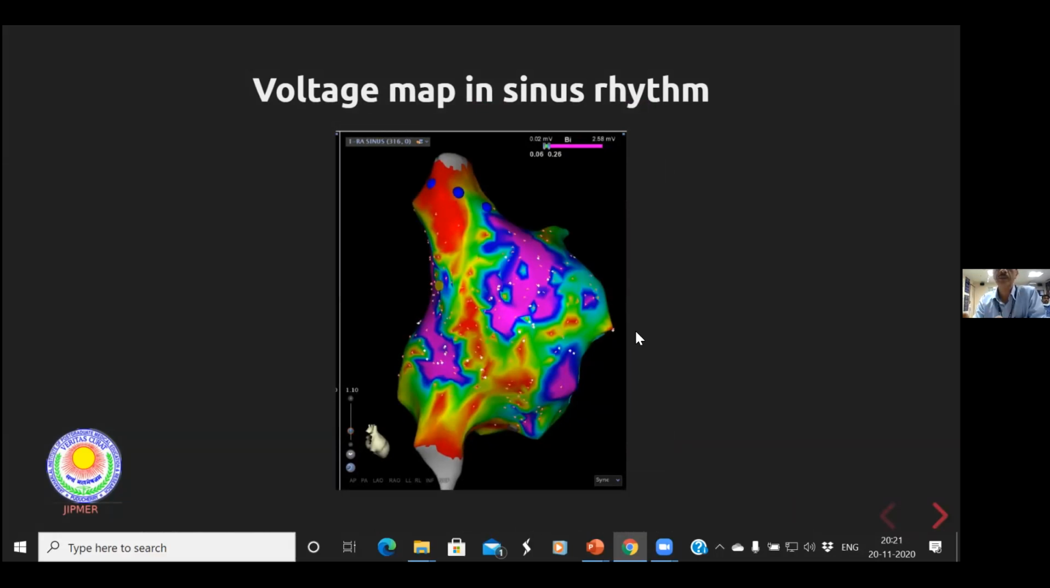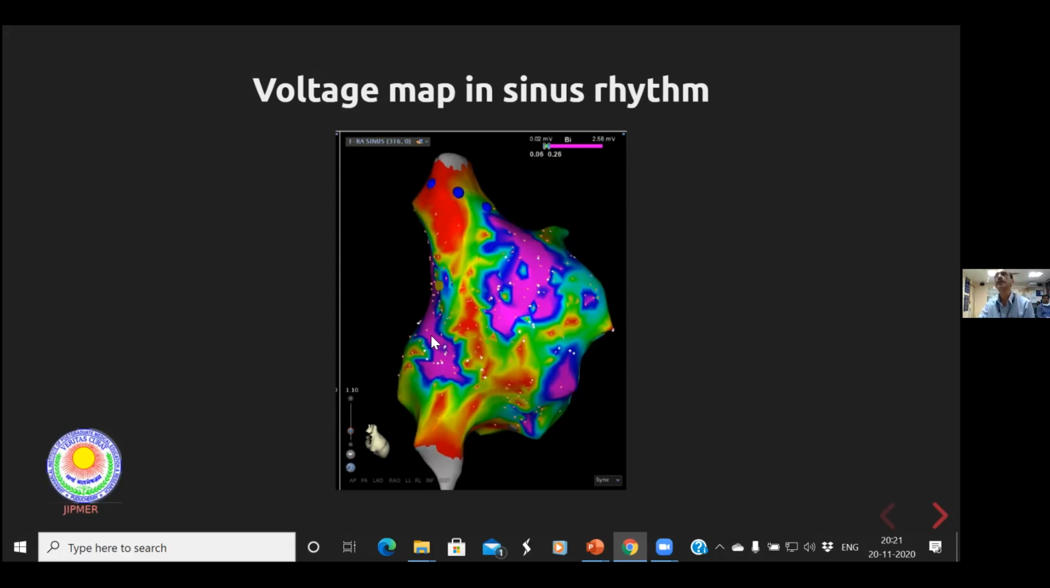You can do a substrate map in detail in sinus rhythm, and that gives you a lot of information later when you're trying to do an activation map. So here we have done a substrate map in sinus rhythm, and I have only one view here for you, which is like a right lateral view. This is the SVC, the IVC here, like as annulus.